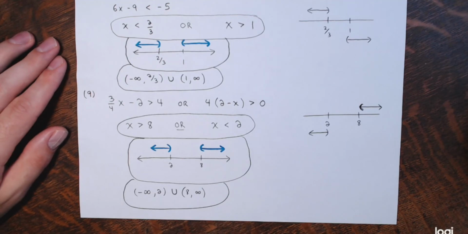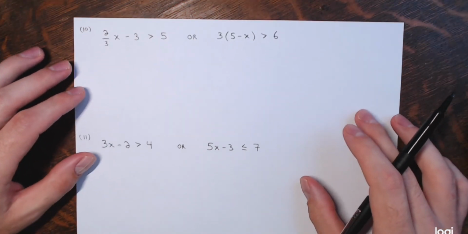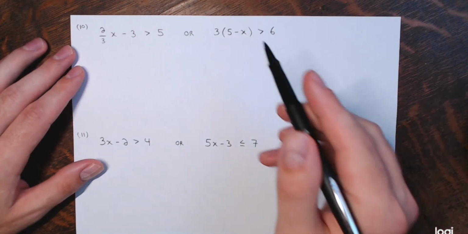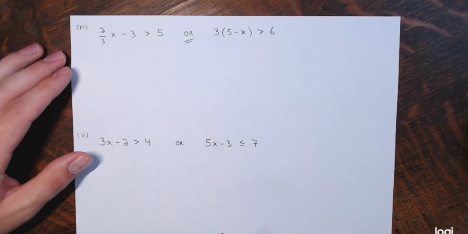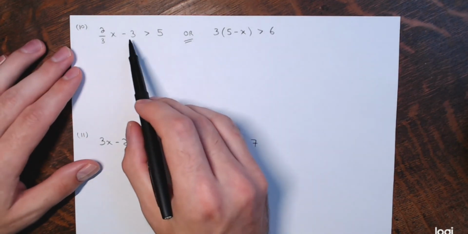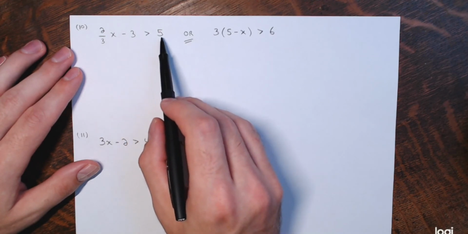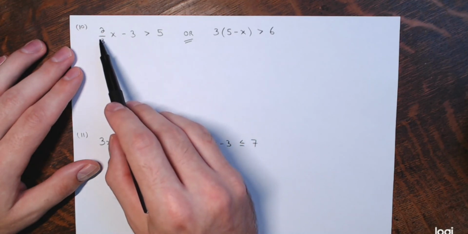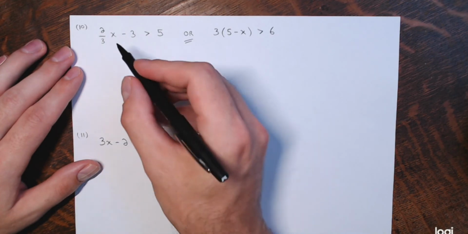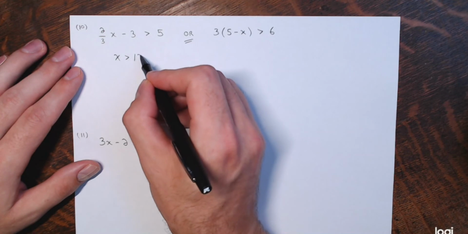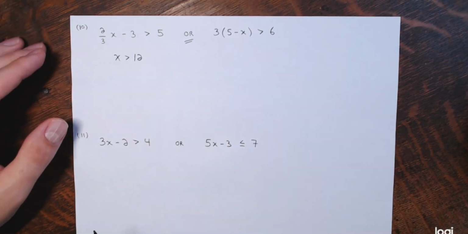Okay, moving right along. All right. Example 10. Same procedure, right? Solving these inequalities and noting that they're connected by the word or instead of the word and. Alright, so here, this one I would add 3, giving me 8 on the right side, and then multiply by 3 halves. Now 8 times 3 halves is 12. So we have x is greater than 12, right?